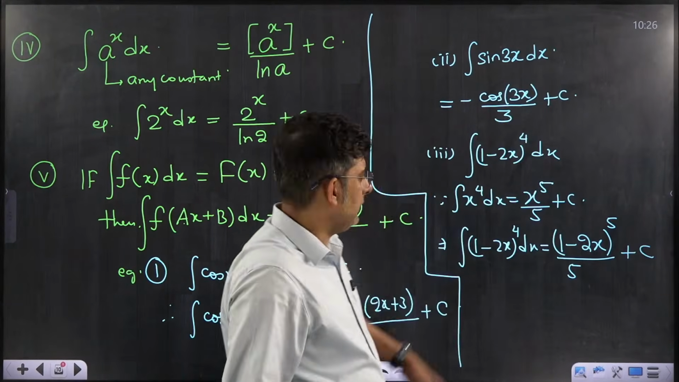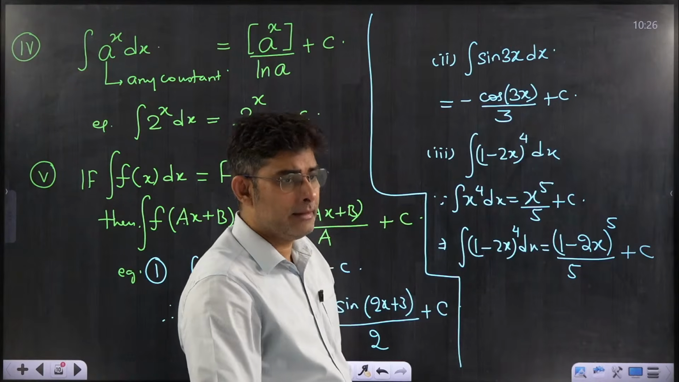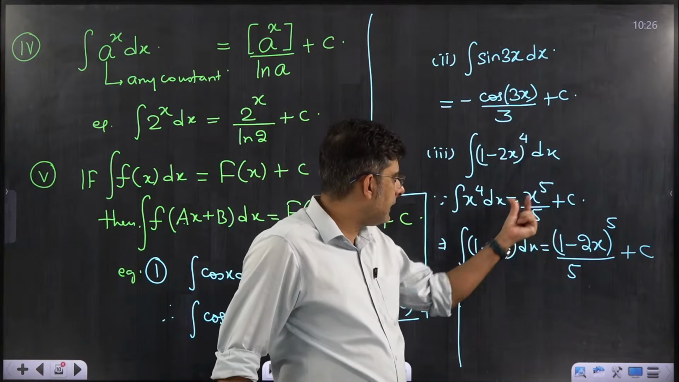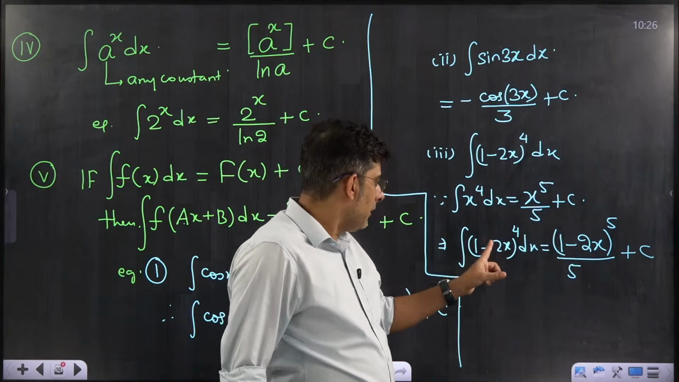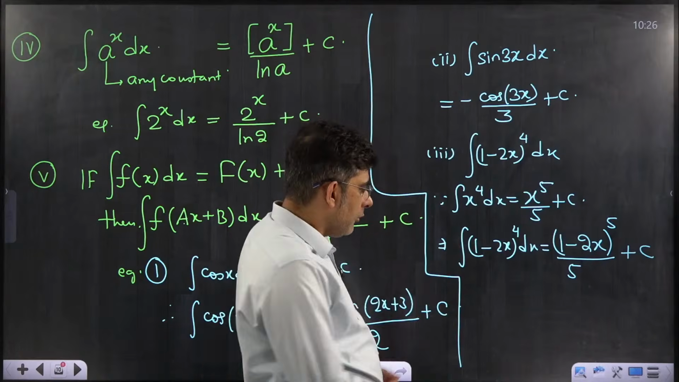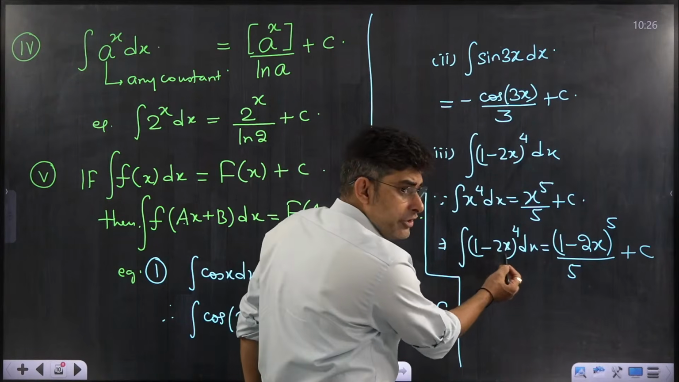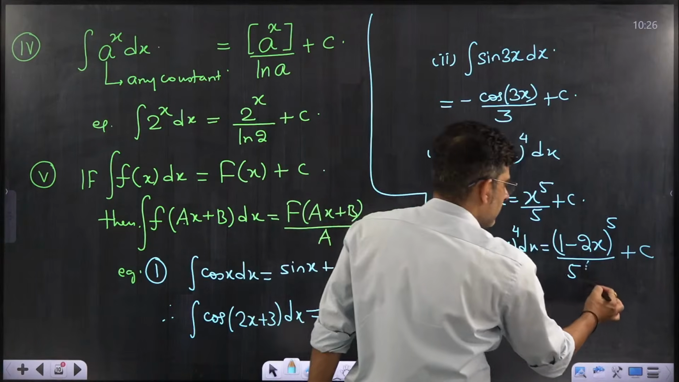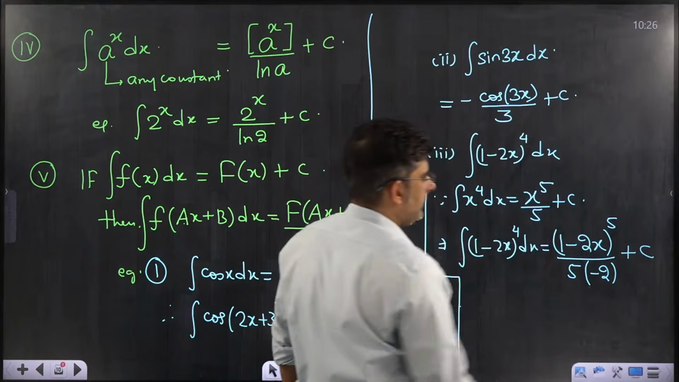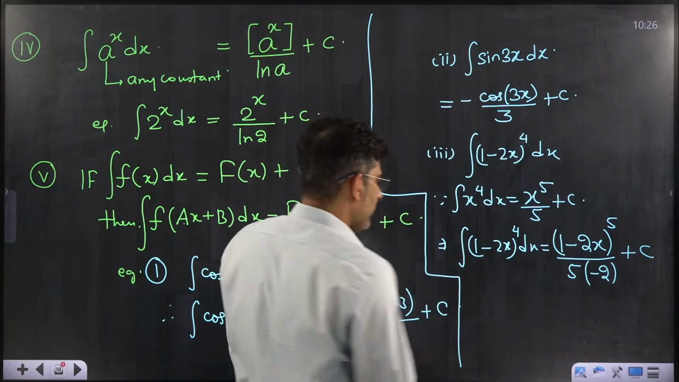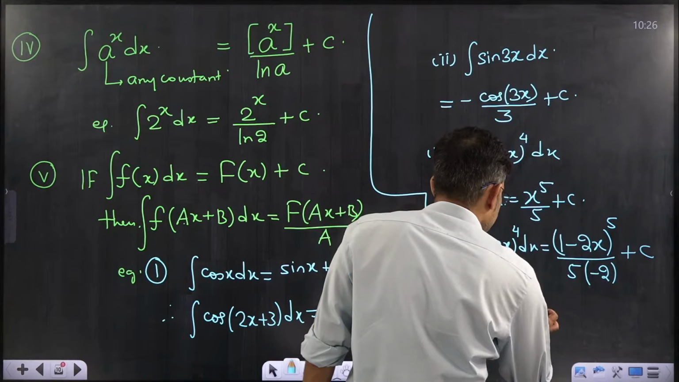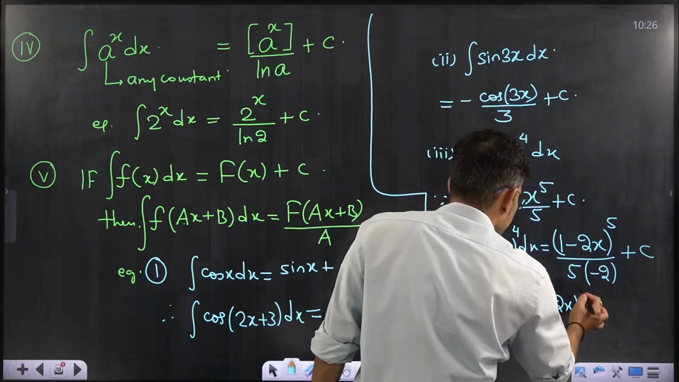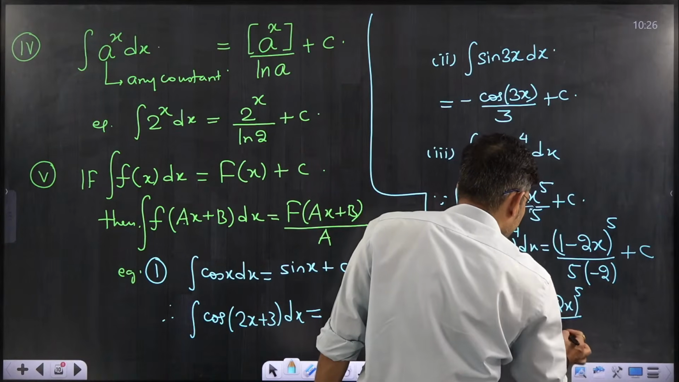Now you will say, sir, it is incomplete, you have not written something else. Yes, now I am going to write it. After writing this form, something is missing. What is being multiplied to x? See the coefficient properly. The coefficient is minus 2. So minus 2 you have to divide. Basically, when you do so, it will become minus 1 minus 2x to the power 5 by 10 plus c.